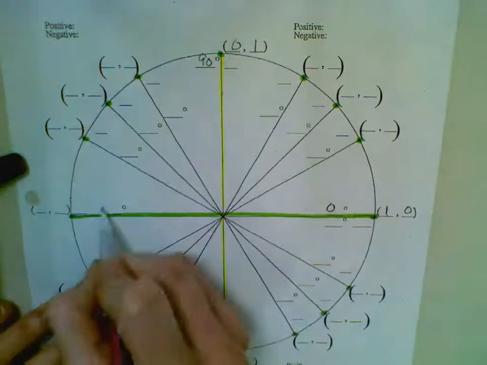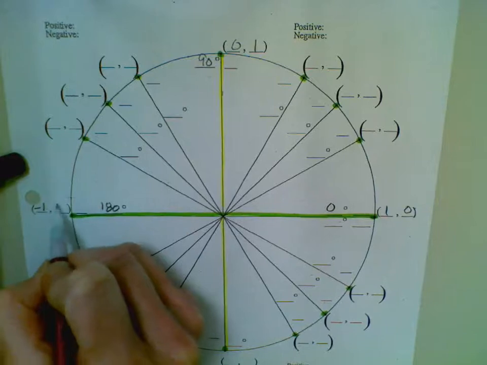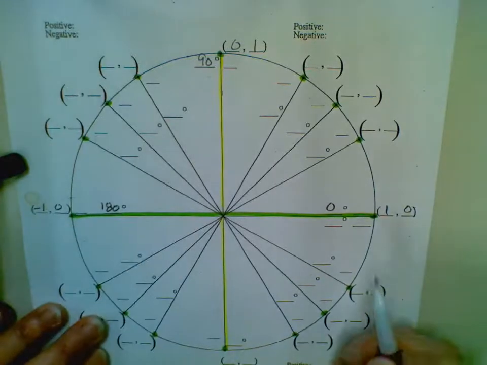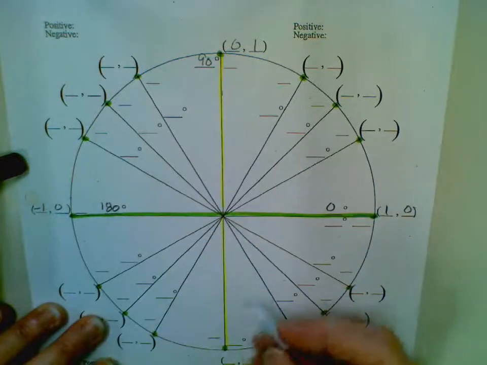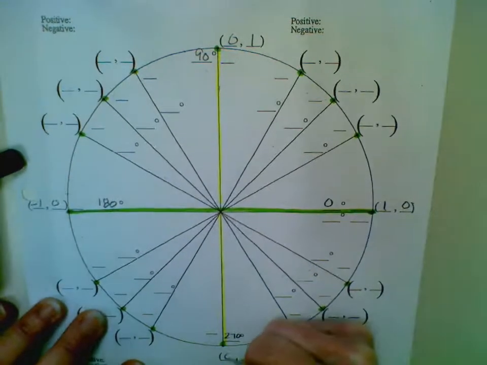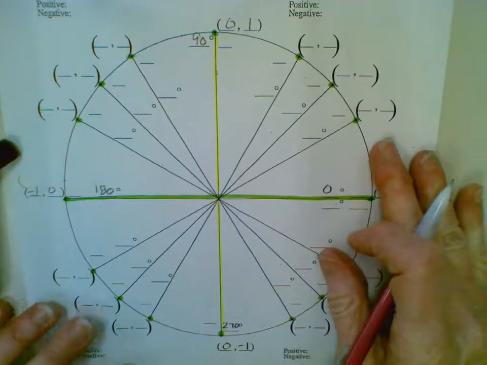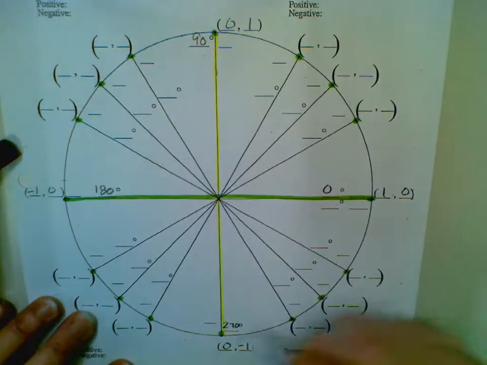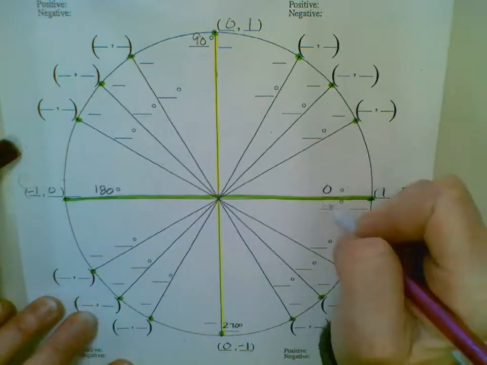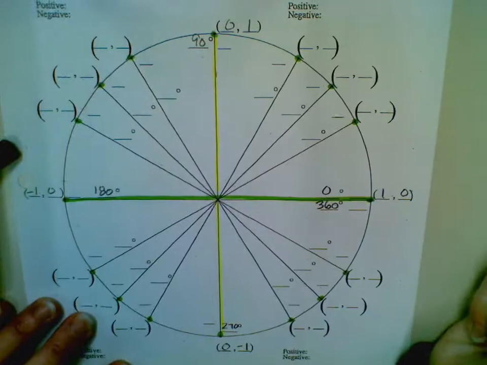So this is going to give me 180. And this will be the ordered pair -1, 0. Then I'm going to go another 90. This takes me to 270. And this will be 0, -1. I don't know if you guys can see this. Hopefully you can. And then back around 360. And then that's back to 1, 0.